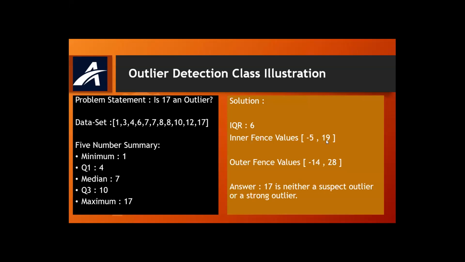So when you're looking at 19, you do the same calculation using 3. When you do the calculation using 3, let's work with the outer fence. 3, negative 14. Negative 5, negative 14, 19, 28. Outer fence. 6 plus 23.